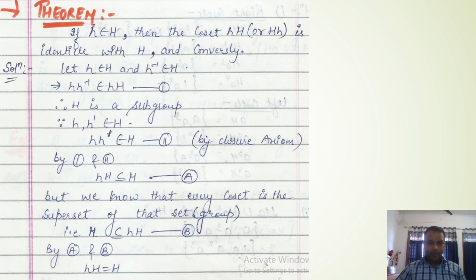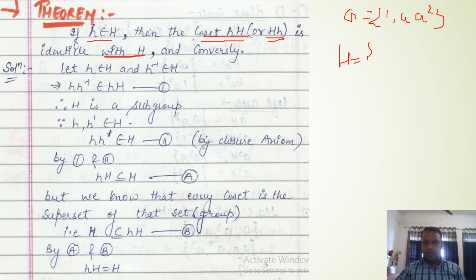Let us take a theorem related to cosets. In this theorem, it is stated that if h belongs to H, then the coset hH, either left coset or right coset, is identical with H. Suppose there is a group G, and this G has three elements, 1, A and A square. Let us suppose this has three elements, and we are taking its subgroup, which is 1 comma A square.